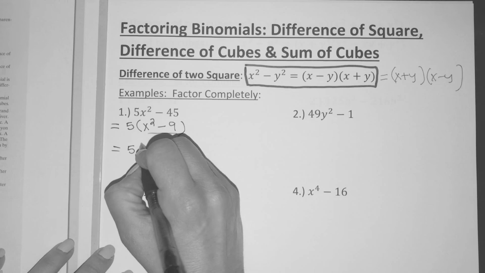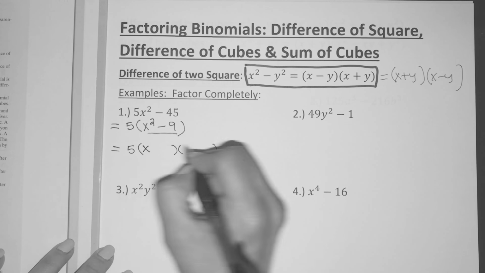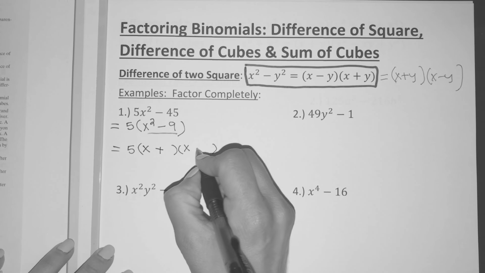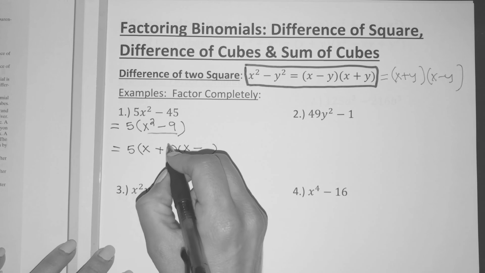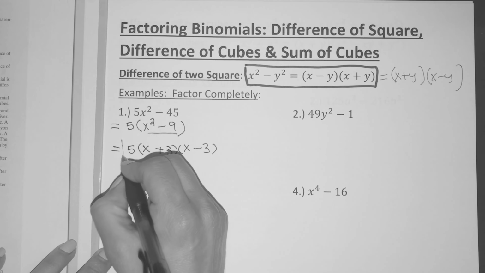And so we basically write 2 parentheses, and remember, you should have x times x. We always have opposite signs. It doesn't matter which sign you write first. And then 9 is the perfect square, so we write 3 and 3. And that is completely factored.